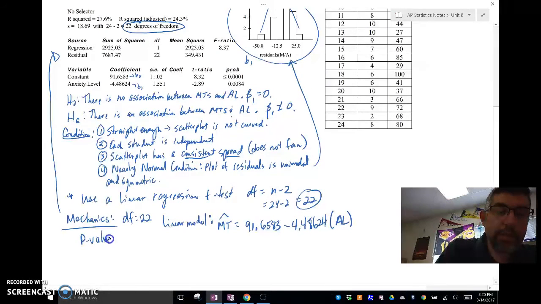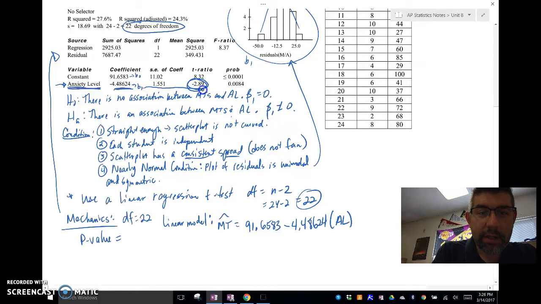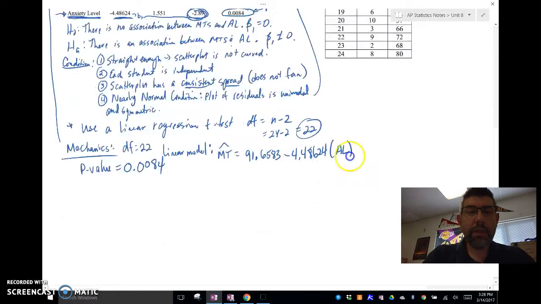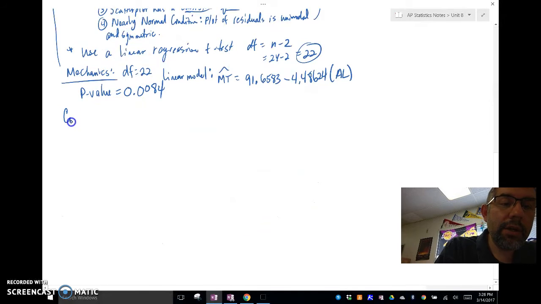All right, what is our p-value? To find our p-value, you're going to go to the variable that says anxiety level, whatever our non-constant variable is, where our slope was, and go all the way across. There is our t-value, negative 2.89, and here is our p-value, right under probability. So our p-value is going to be 0.0084.